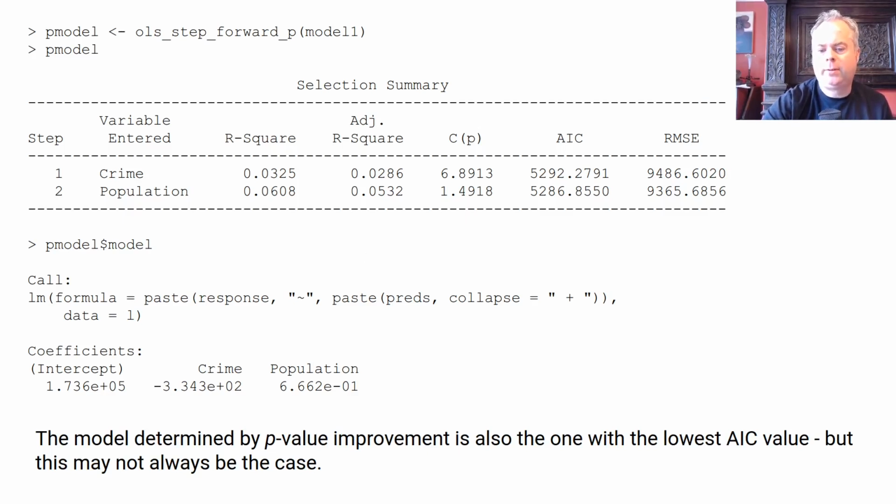What's quite nice about this example is that both the p-value improvement approach and the AIC approach settled on the same best model for us. But this may not always be the case, so you need to think about which one you're going to use. If you're going to go down the pre-registration route for your research, it's always a good idea to specify as much as you can in your pre-registration. So if you're going to do your model selection based on, say, AIC minimization, make that explicit in your analysis plan.